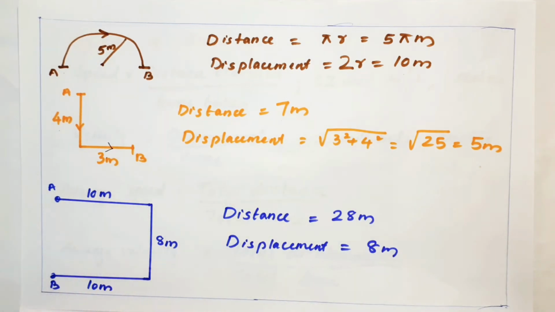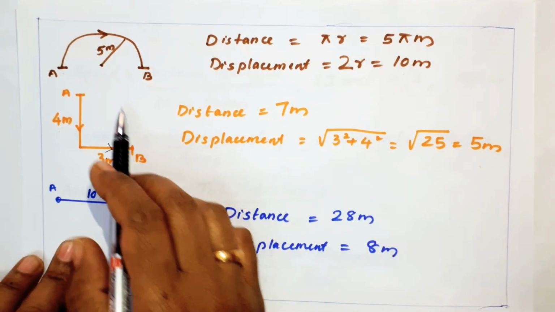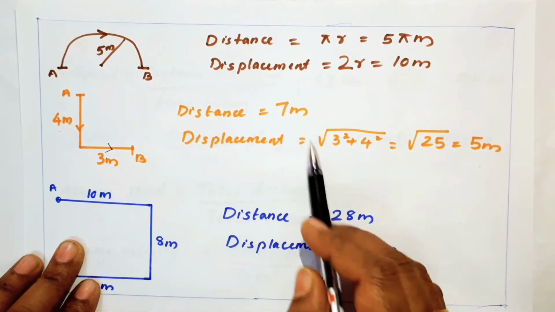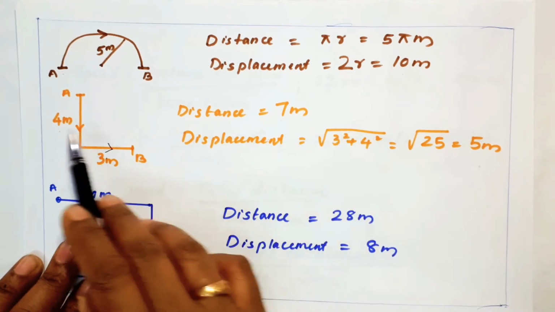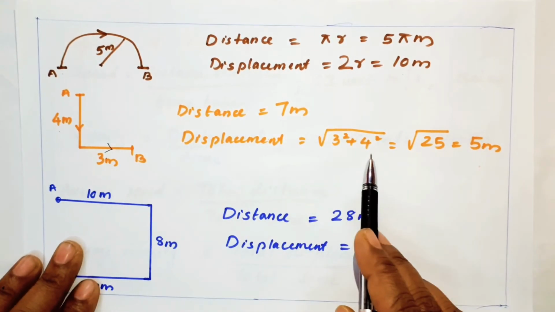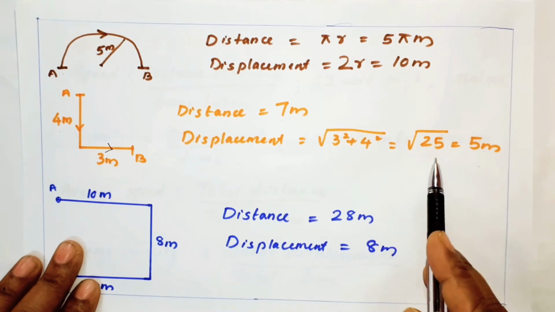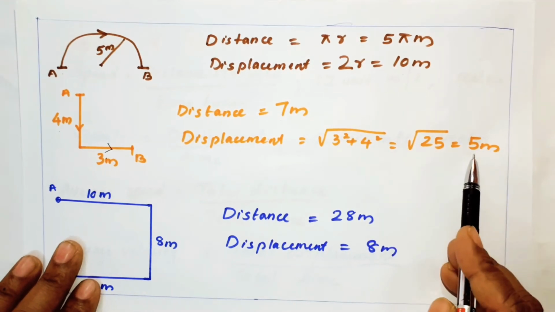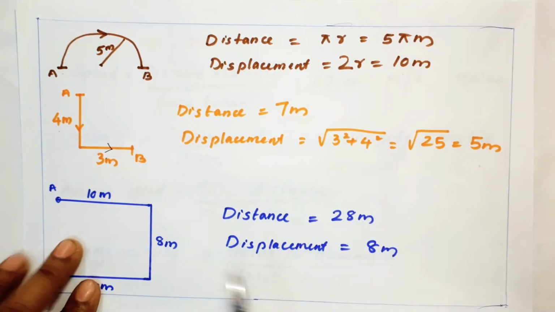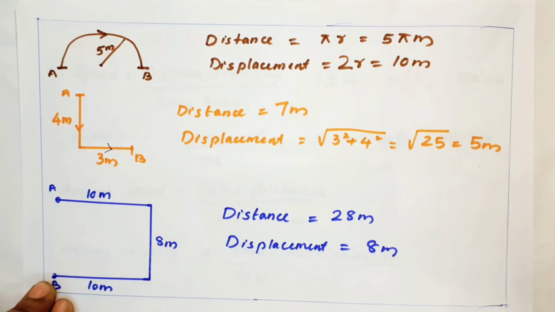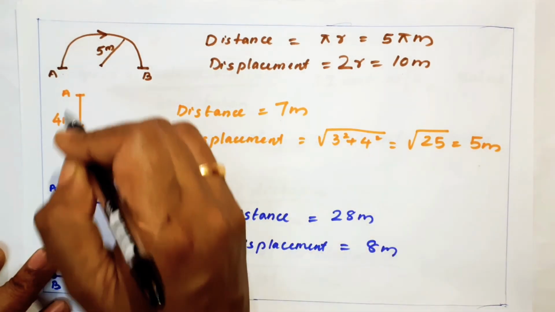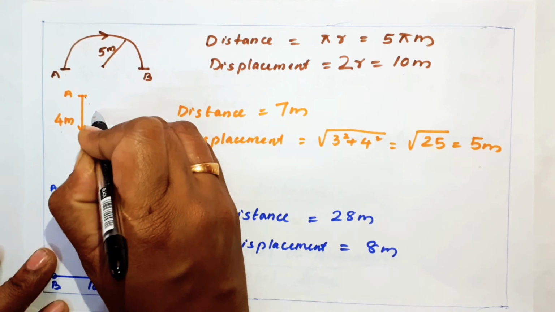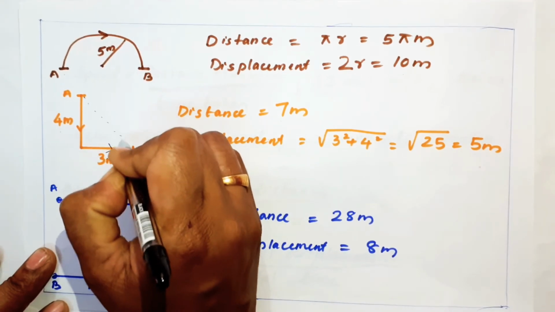4 plus 3, that is equal to 7 meter. What about the displacement? If you see the displacement, it is root over 3 square plus 4 square, that is equal to root 25, that is equal to 5 meter. If you see this case, why is this 5? I think you all understood. It is nothing but this shortest distance.